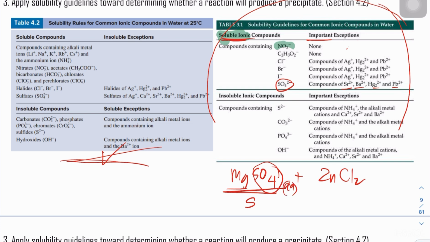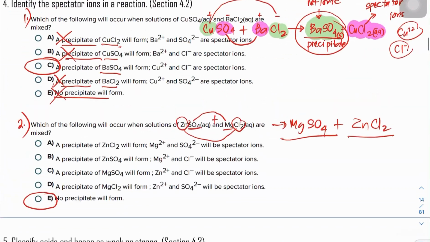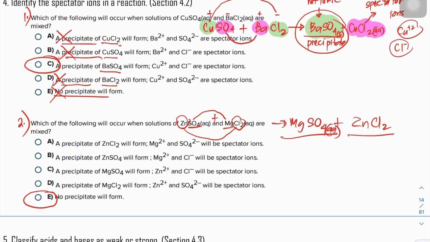Okay, next. How about ZnCl2? Cl is here, and the exceptions are Ag, Hg, and Pb. So this is not insoluble. This should be soluble. Therefore, that is aqueous. So both are aqueous. We already have an idea how to solve this problem. So aqueous and then aqueous, so obviously no solid formed. If there's no solid formed, no precipitate will form.